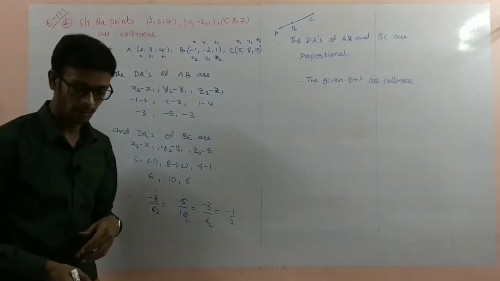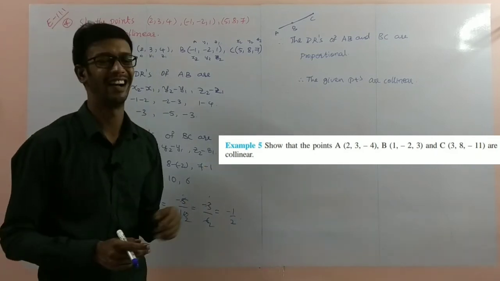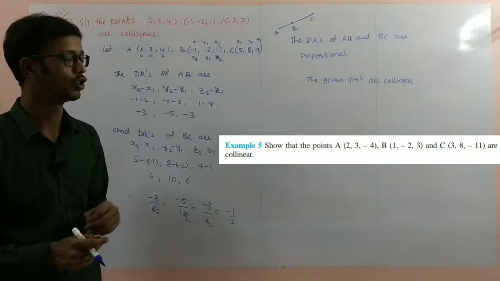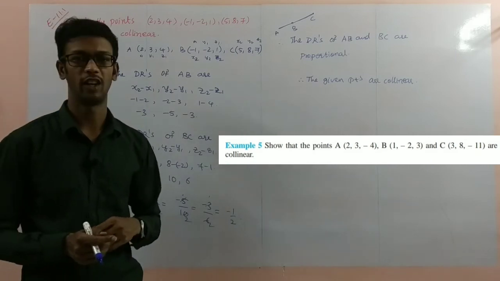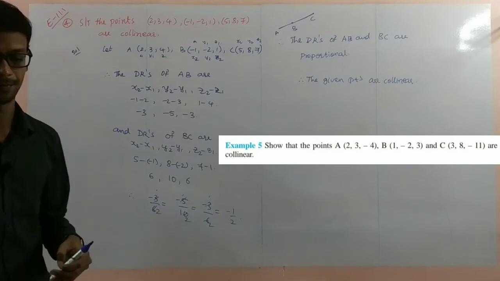So, next one more example, problem number 5. 3 points are given, I displayed them there, so that the 3 points are collinear. Take that example 5 as homework; pause the video to note it down.